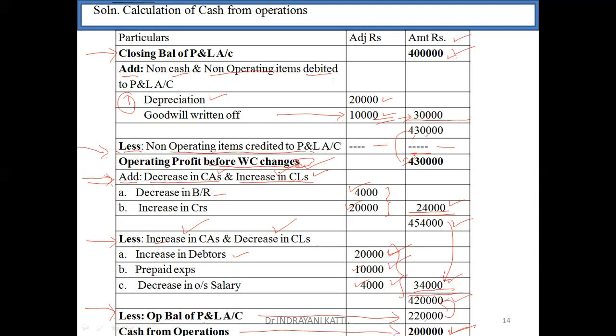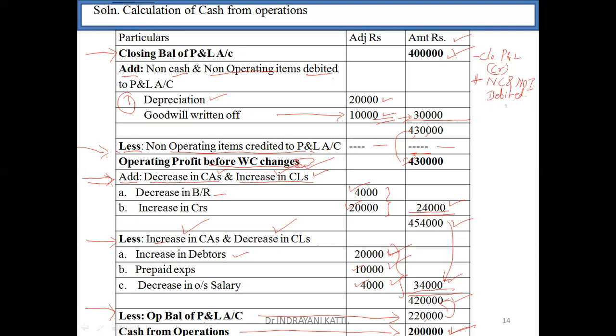Okay. Hope all of you understood this problem. It's very simple. The first thing we have to do, let me simplify this. The first step is closing balance of P&L account. Okay. That is credit balance. If it is credit balance, we take here, right? The next step is add. What we are adding? Add non-cash and non-operating items, which are debited to profit and loss account. Okay, those are all added.